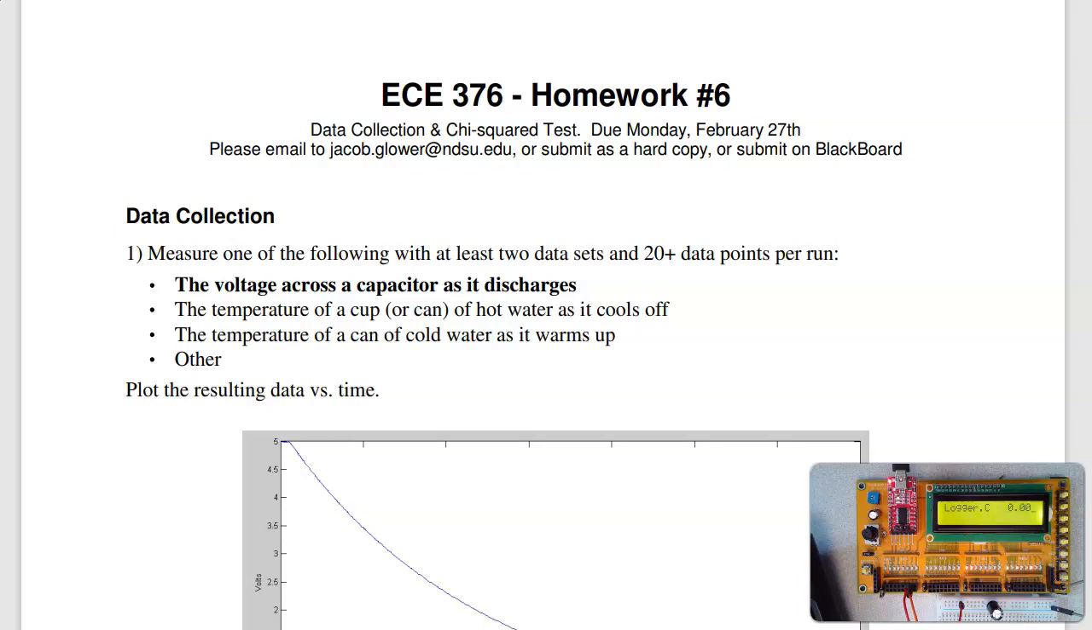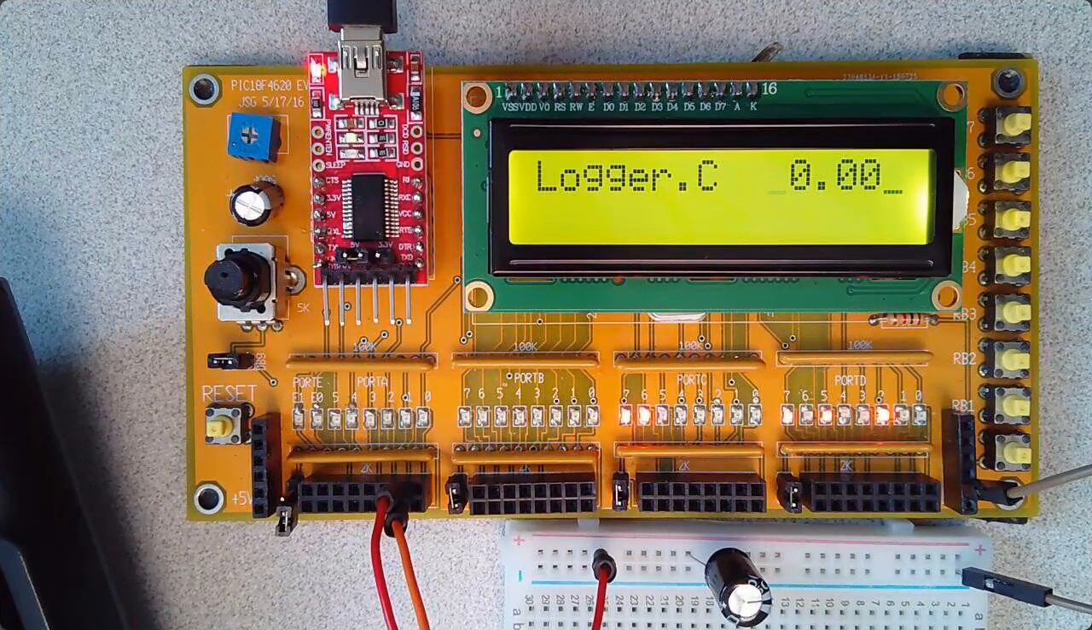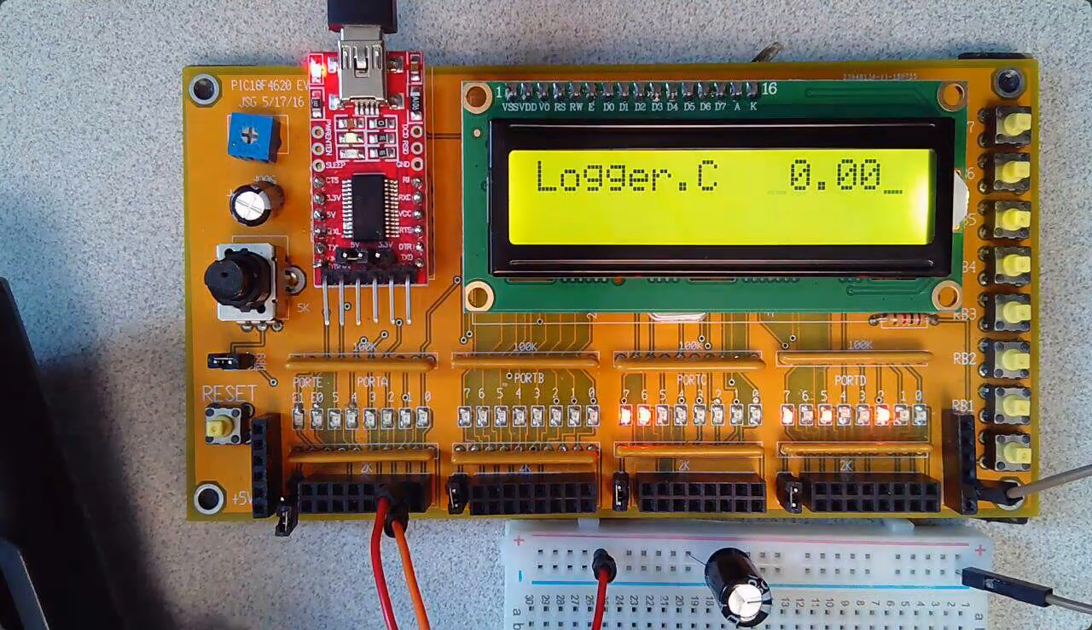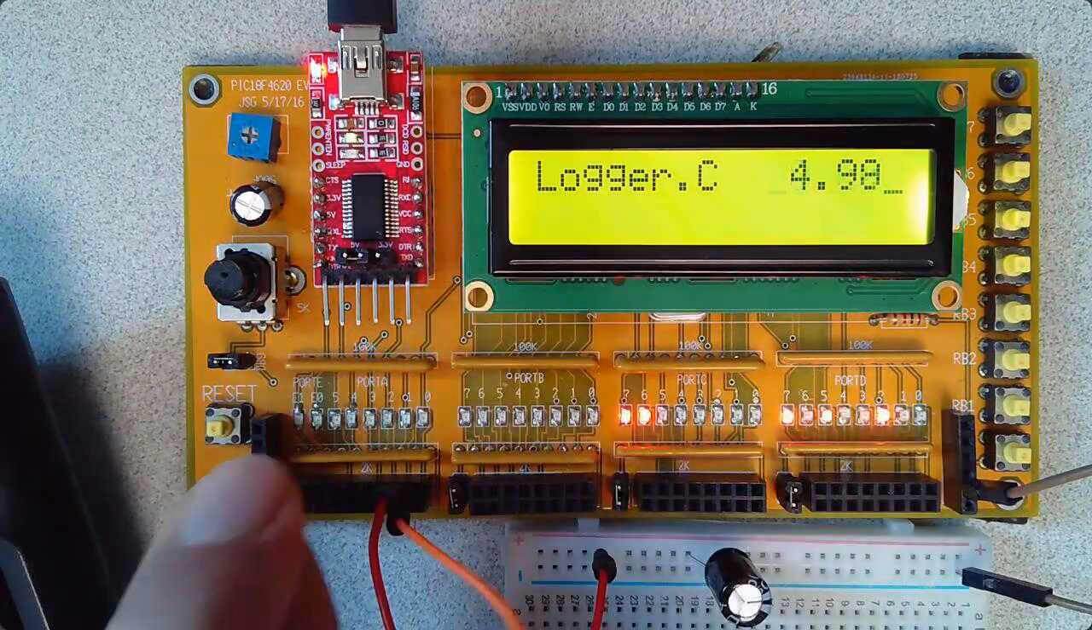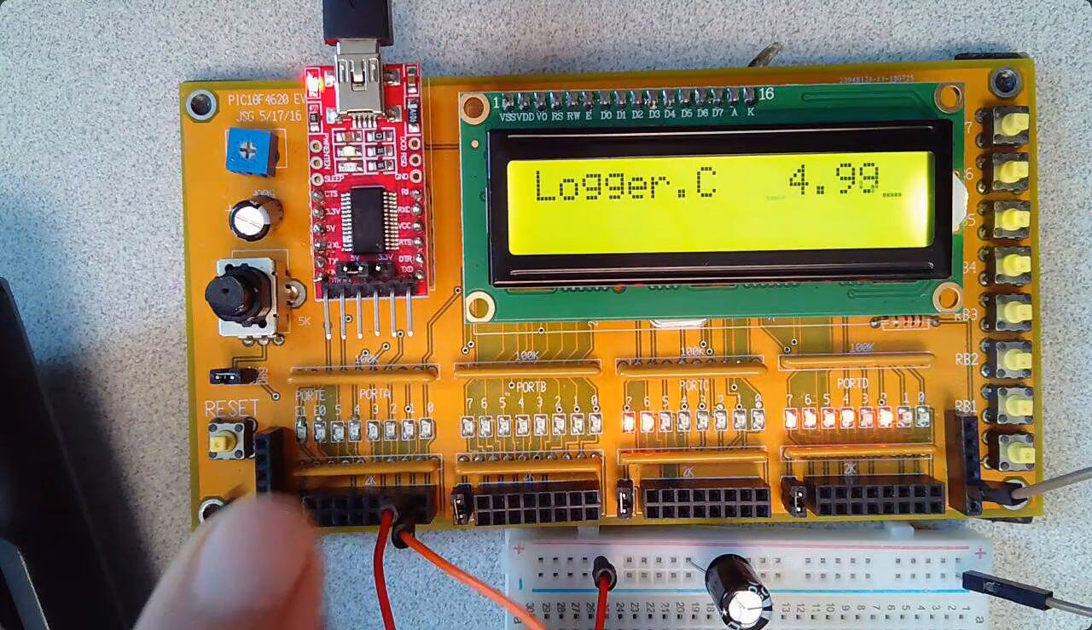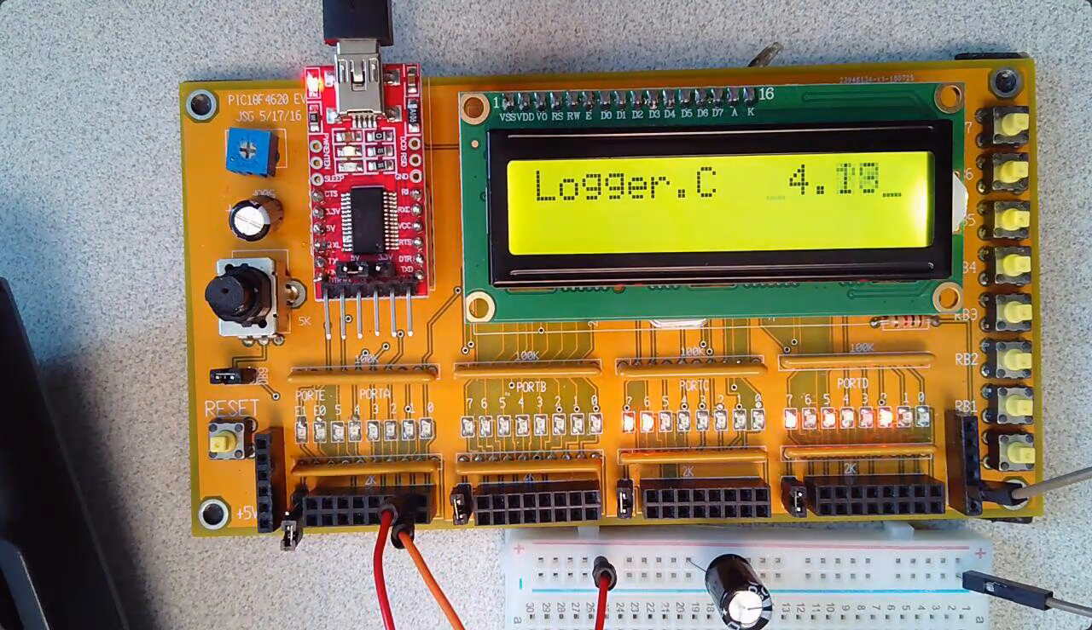Here are solutions to homework set number 6 for ECE 376. The first problem is to collect data on your PIC board. In this case, I'm measuring a 100 microfarad capacitor watching discharge across a 100K resistor. So the procedure is I first charge it up to 5 volts, release the voltage, and then let it discharge.